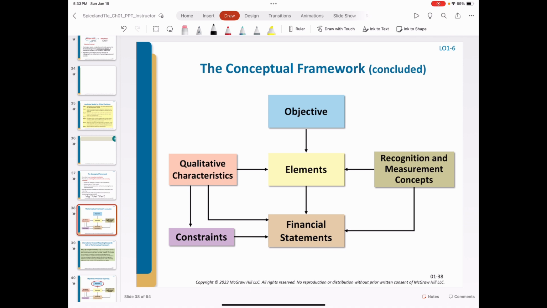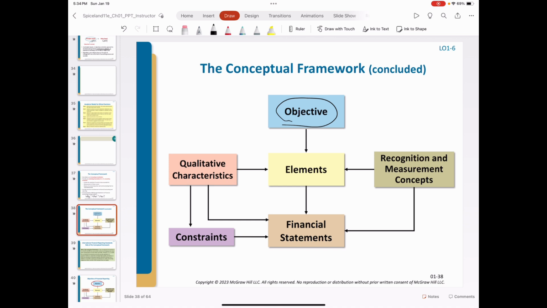This flow chart starts from the objective, which defines the objective of financial accounting. In the prior slides, we talked about the primary objective of financial accounting is to provide investors and the creditors useful information for decision making. Right? So that's the foundation of financial accounting. First, we should clearly know what's the objective of accounting.